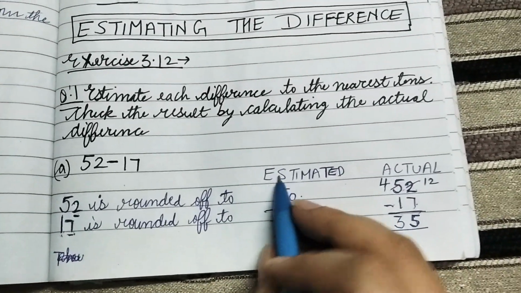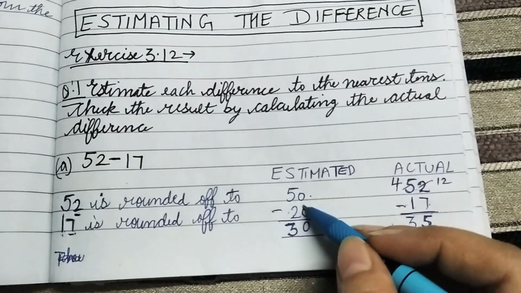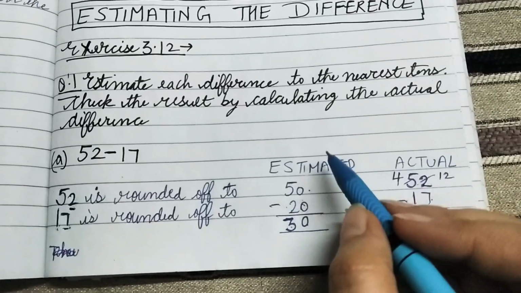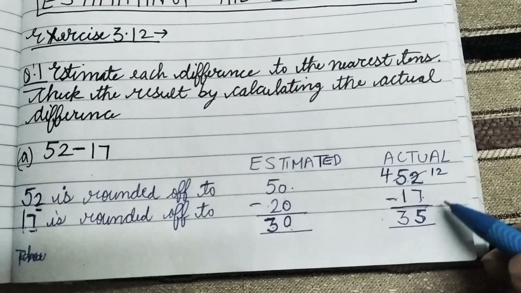First of all I will find out estimated difference. So 50 minus 20. 0 minus 0 is 0. 5 minus 2 is 3. My estimated difference is 30. What is my actual difference?